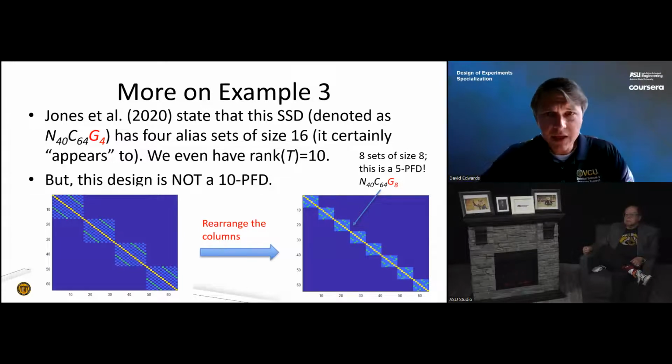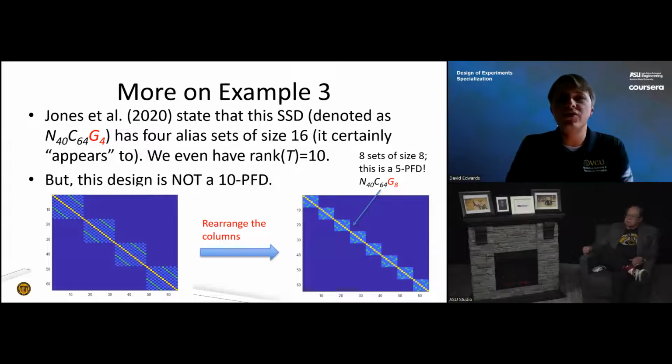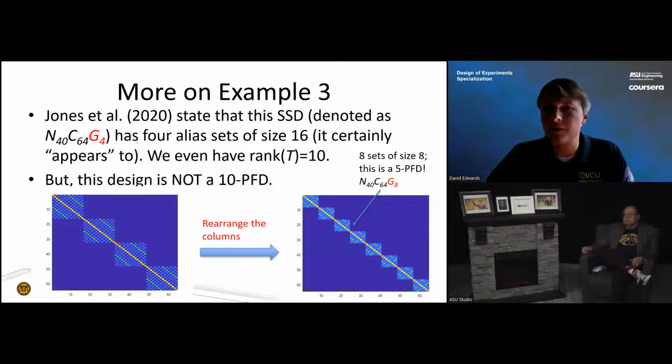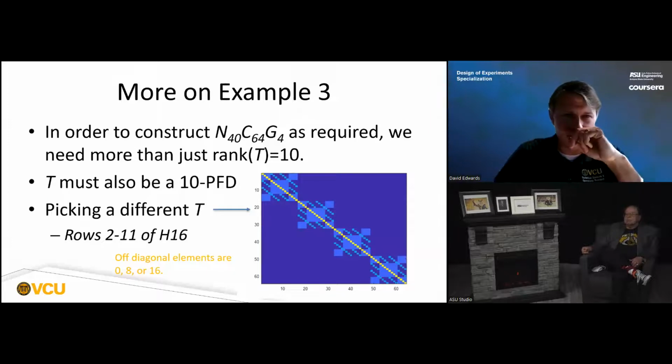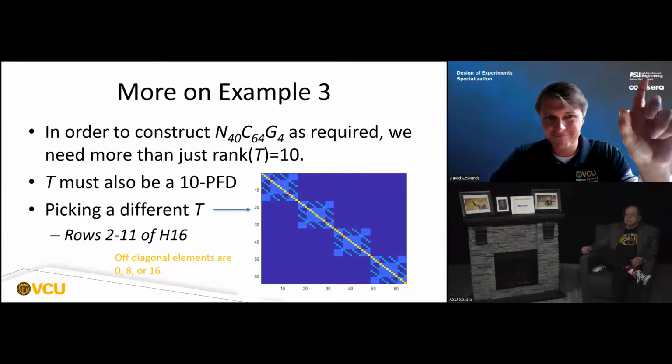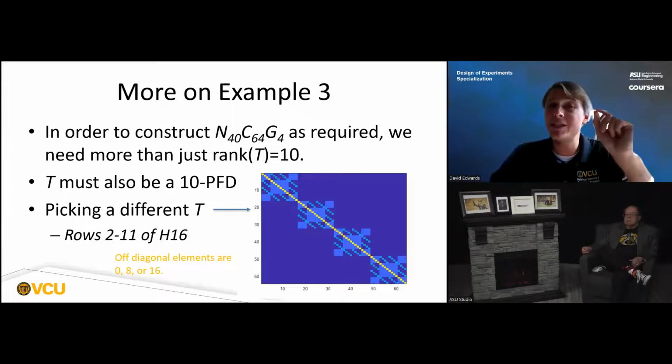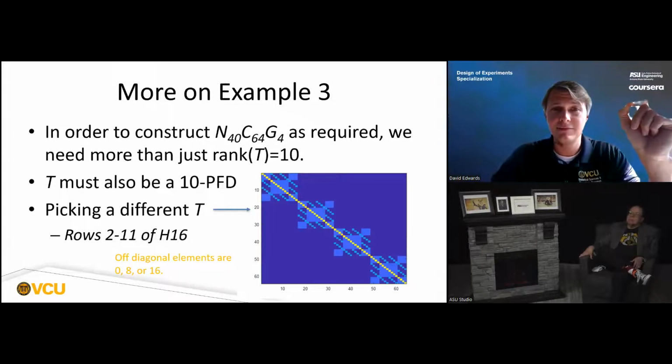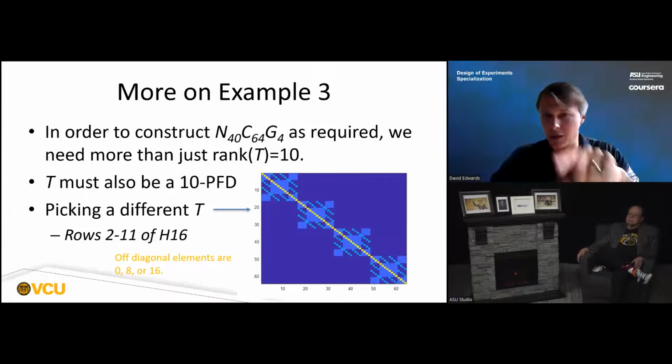And the reason why is because I need more than just saying that the rank of T is 10 in this case. I have to know how many parallel flats T has. And this design is not a 10 parallel flats design. It does not look like the structure that they asked for. Turns out that if you just pick T differently, if you pick T to be a 10 parallel flats design, then when you take that Kronecker product, you get actually 4 alias sets in this case.